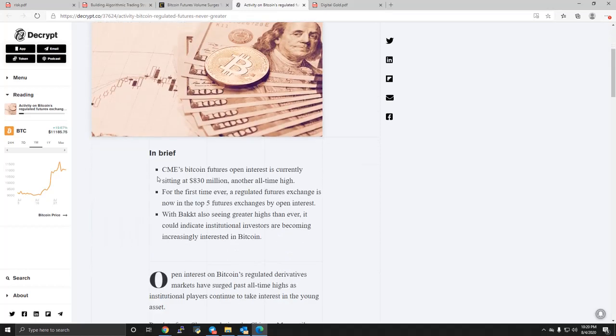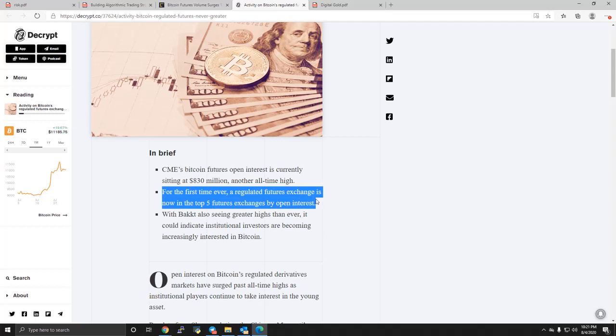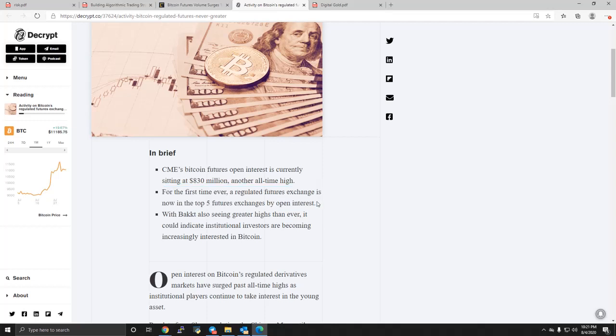So if we scroll down a bit, we'll just look in brief at the CME Bitcoin futures open interest, which is currently sitting at 830 million. That's an all-time high for the complex at the CME. And this is another interesting one as well. For the first time ever, a regulated futures exchange is now in the top 5 futures exchanges by open interest. So again, we're focusing on regulated futures exchanges.